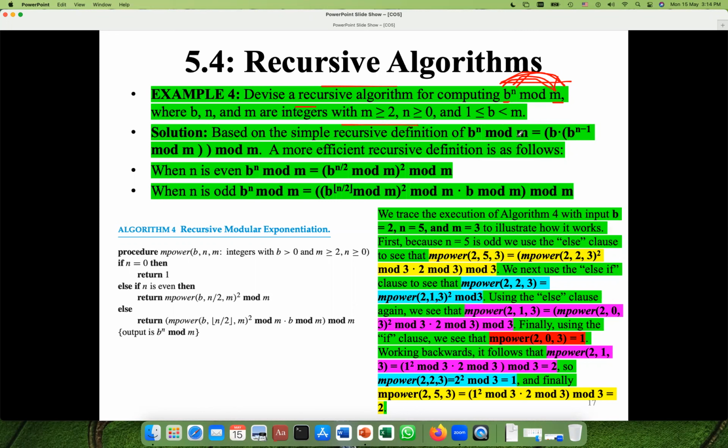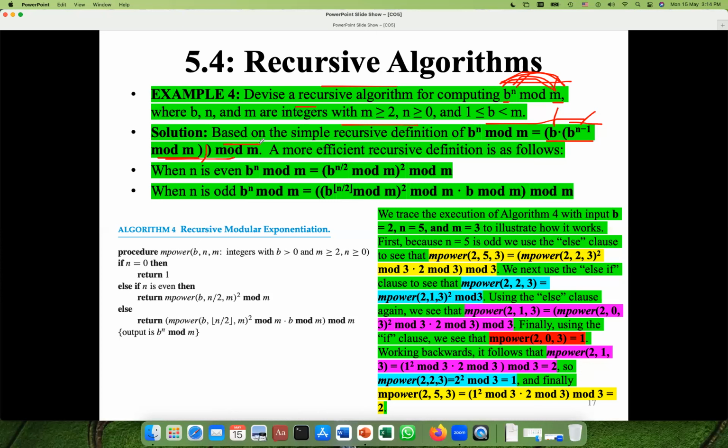Simple recursive definition to calculate this thing is mentioned here. Simple definition. This is according to chapter 4. b raised power n mod m is what? It is b times b raised power n minus 1 mod m. Anyhow, b raised power n minus 1 mod m multiplied with this b, and that whole is then again mod m.